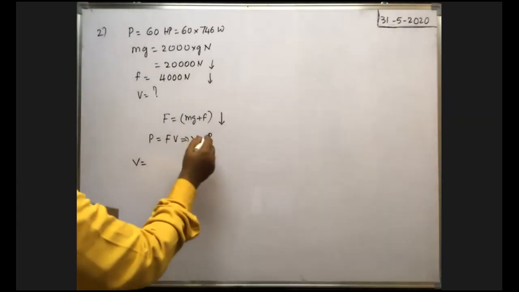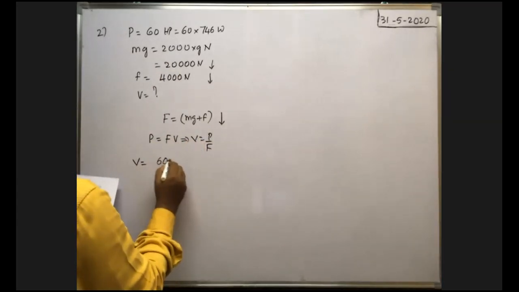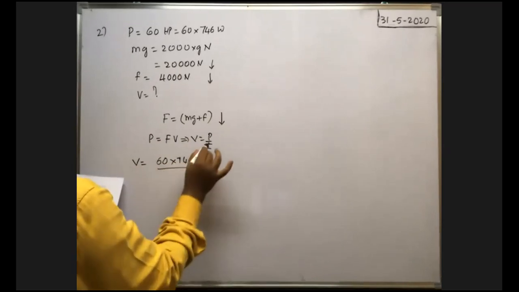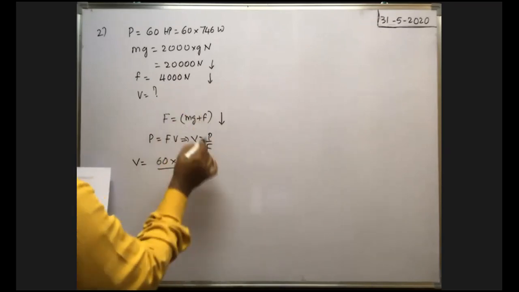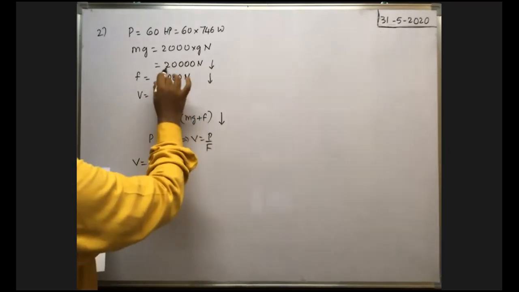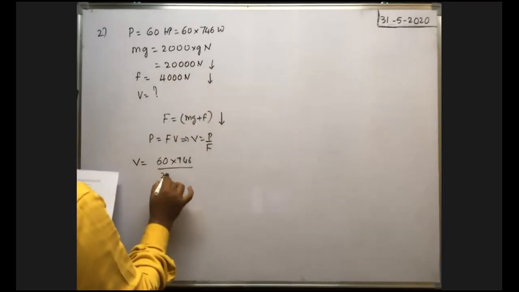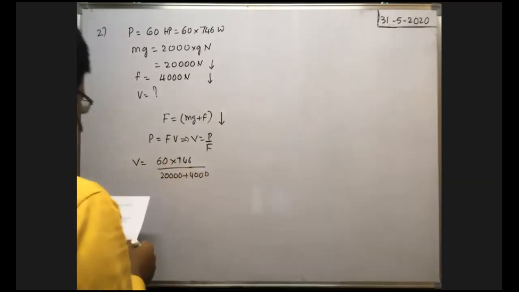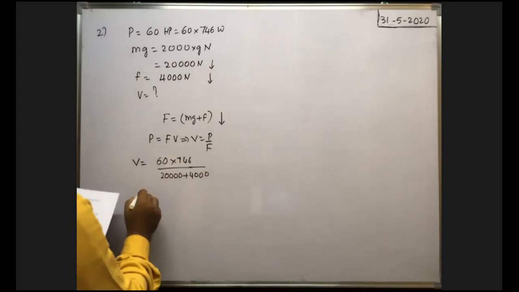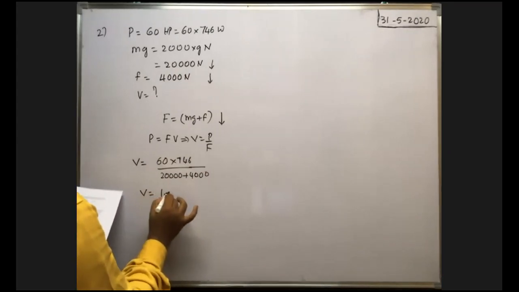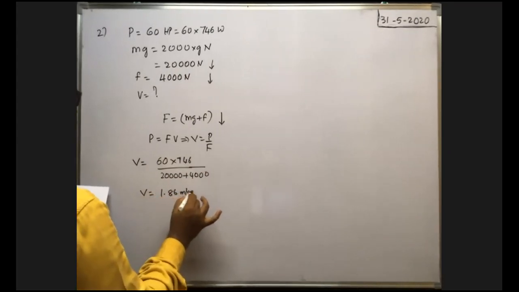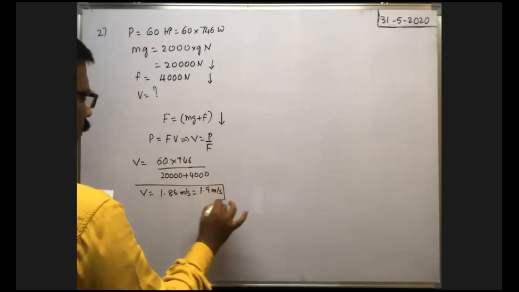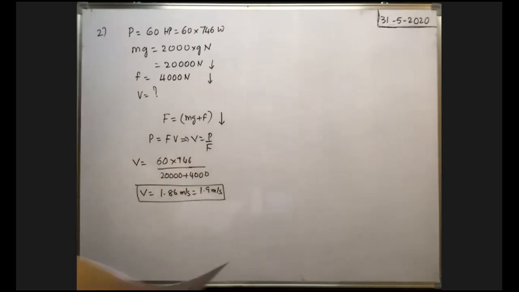So V is equal to power, 60 into 746, by F, where F means total force, the sum of these two: 20,000 plus 4,000. If you simplify them, you will get the answer. After simplification, you will get 1.86 meter per second, which is nearly equal to 1.9 meter per second. So the answer given is 1.9. In this way, we can do it.